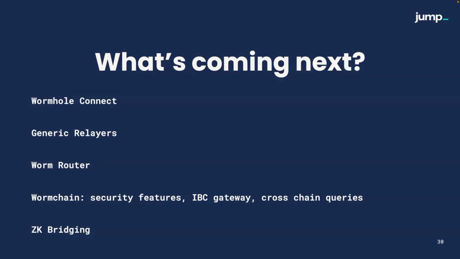There's Worm Router, which is going to make integrations easier. There's Wormchain, which adds a bunch of security features. For Cosmos, it's pretty exciting because it'll be adding a gateway into IBC, and it also will add cool features like cross-chain queries and cross-chain hooks. And then ZK bridging as well. Trustless bridging is something that is on the horizon that we're all working on.